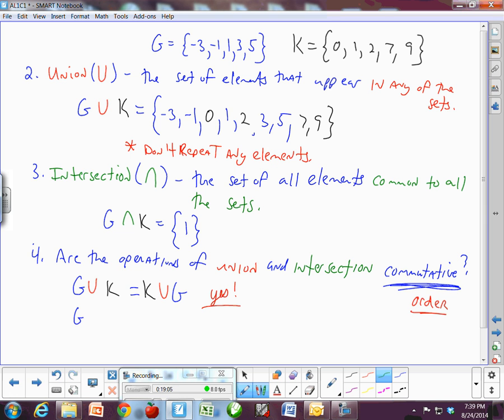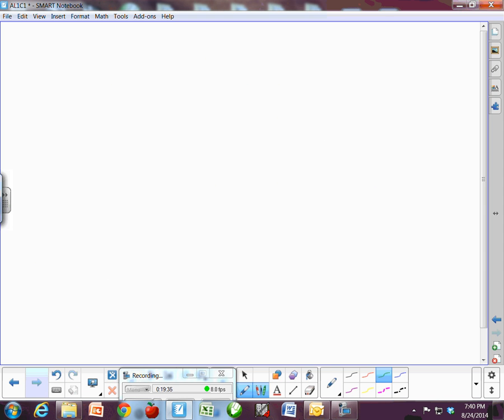And then the same question would be with intersection. How about intersection? If you're intersecting two sets, does it matter if you say G intersect K, or if you say K intersect G? Does the order matter? And the answer is no, it doesn't matter. Is intersection commutative? And the answer is yes. Both are commutative.